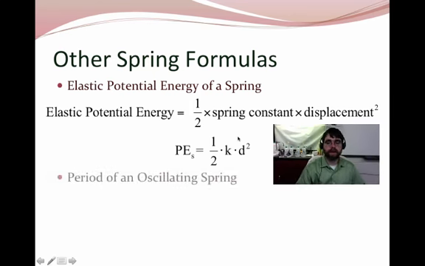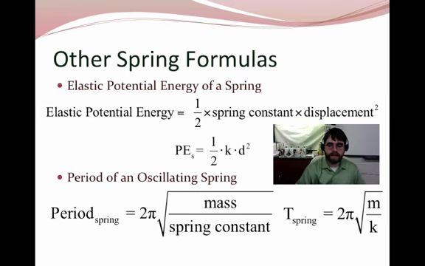And we can also find the period of an oscillating spring. It turns out it's very similar to the period of a pendulum, and that is 2 pi times the square root of mass instead of length on top, and spring constant instead of acceleration due to gravity on bottom.